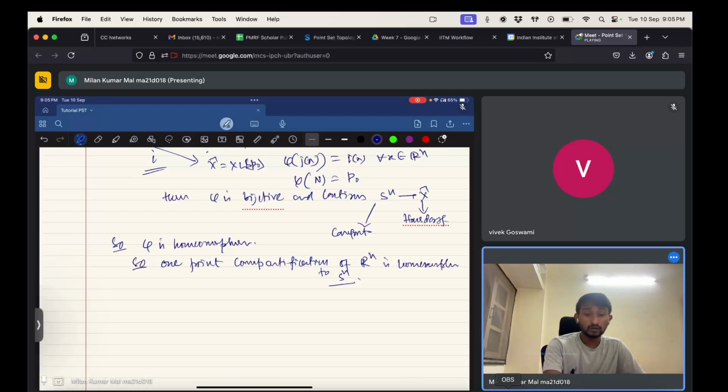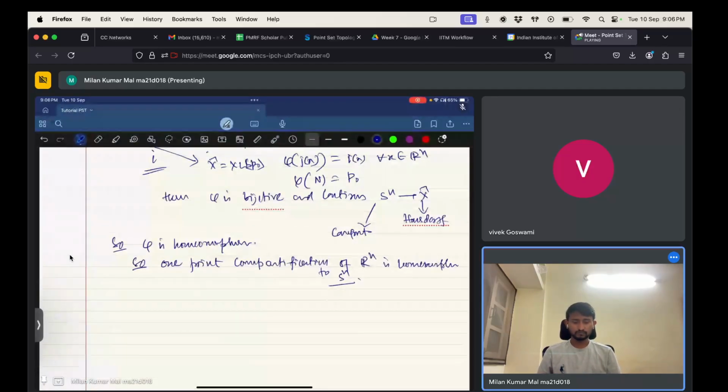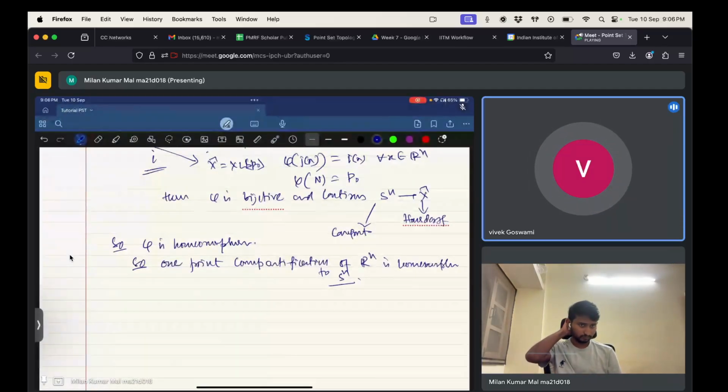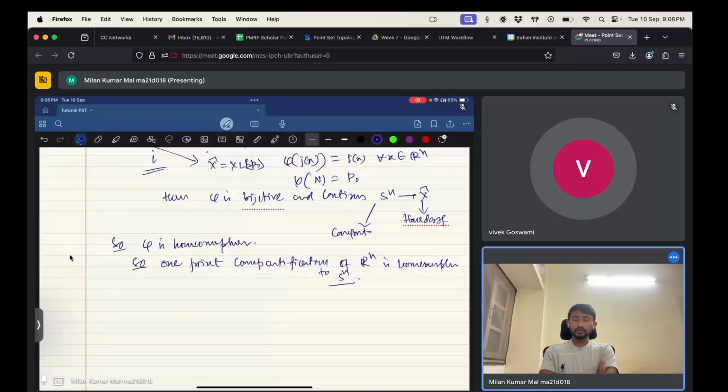I think I will not continue. If you have any problem, you can ask. Otherwise, I'll stop here. Is this clear? How is the one point compactification of the locally compact space R to the power n equal to Sn? Yes, sir. It seems clear, but I will have to watch the recording once again. Okay, if you have any doubt, because now we are at a point where things become a little tricky and tougher, so you can ask.